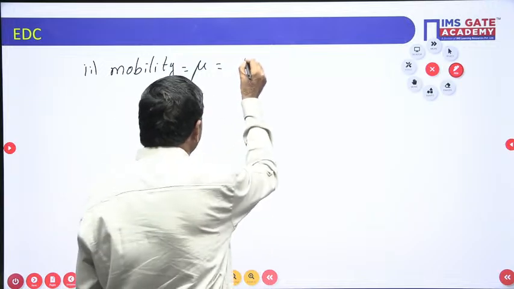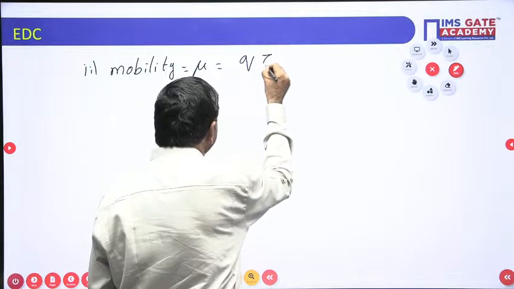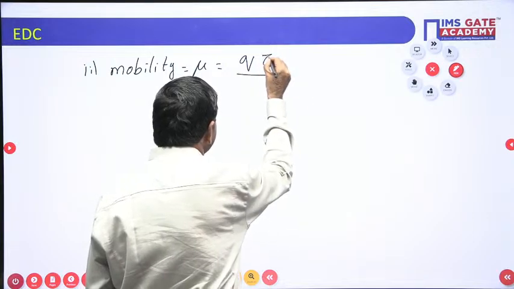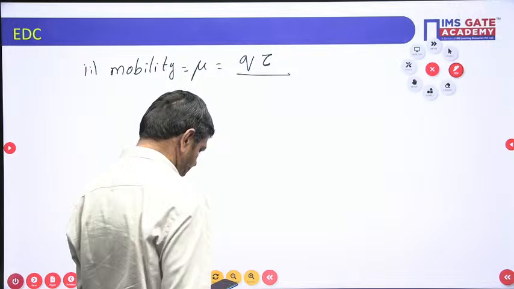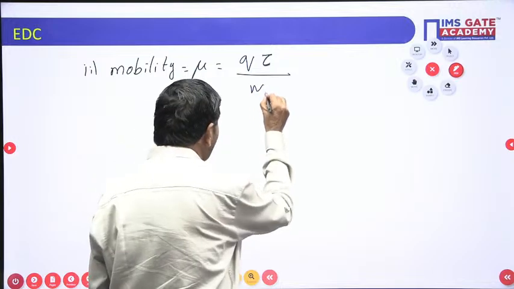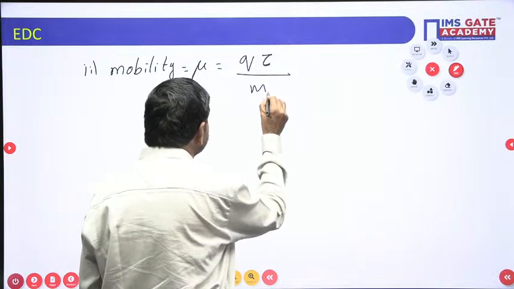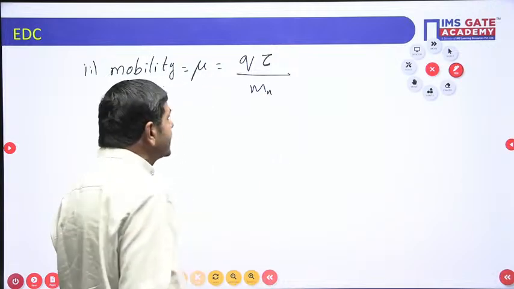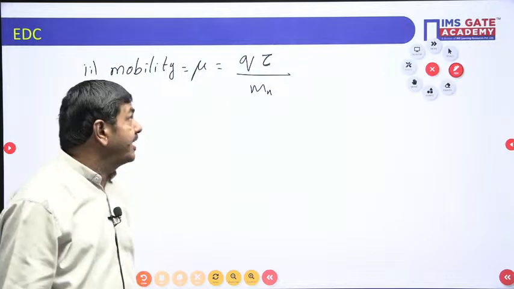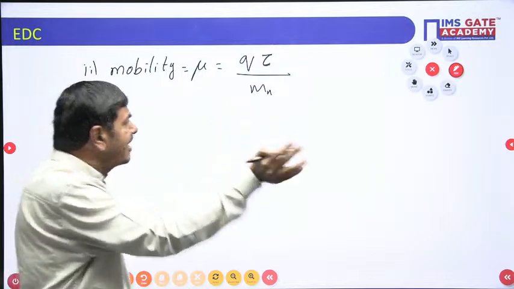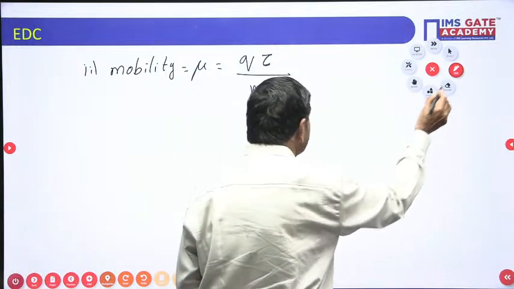charge Q into tau, divided by mass of electron, if it is for electron. If it is for hole, it is the mass of hole, M_p. I have taken the mobility for the electron. Commonly, if you want, you can put it, no problem.